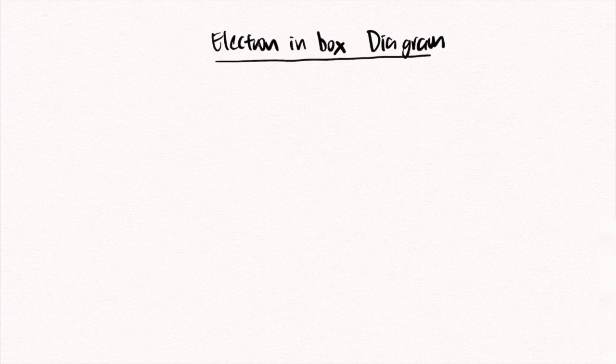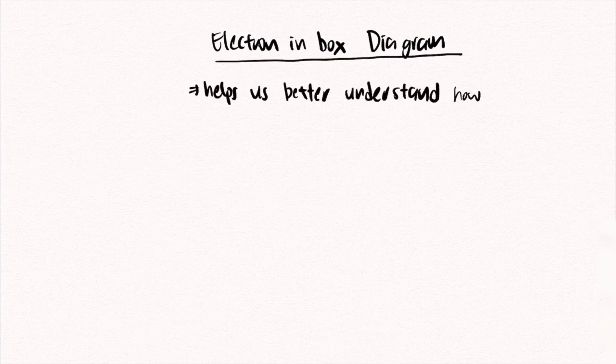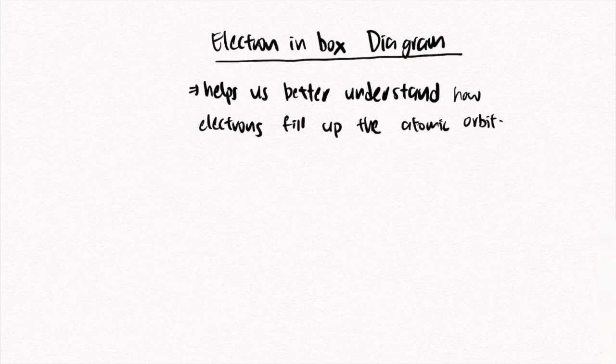Hi everyone. In this video, I'll be talking about the electron-in-box diagram. In the previous video, you learned about principal quantum shells, subshells, and atomic orbitals. This diagram will help us better understand the distribution of electrons in the atomic orbitals.